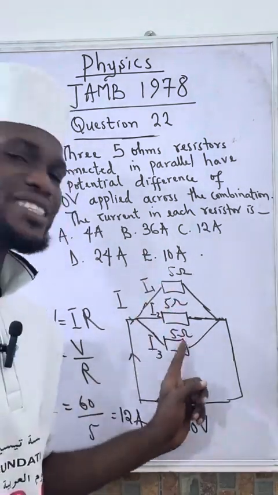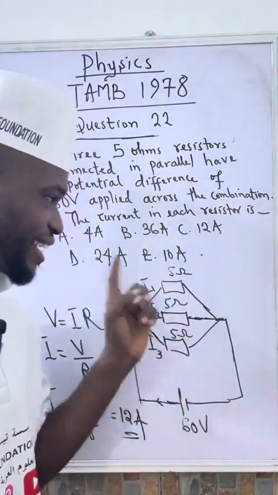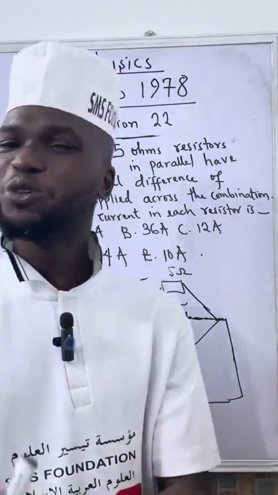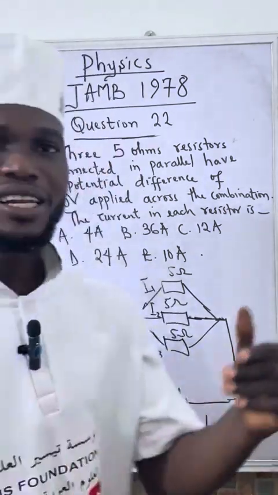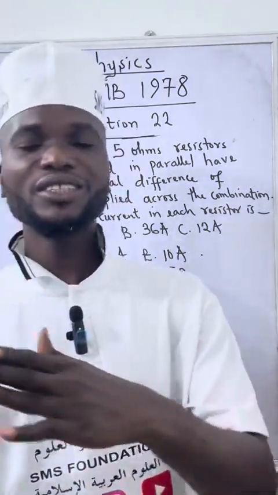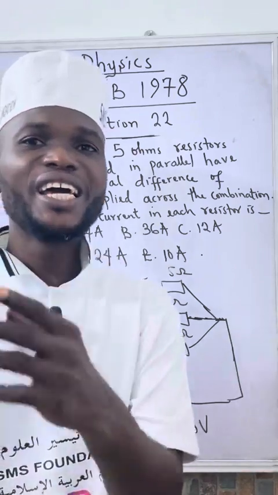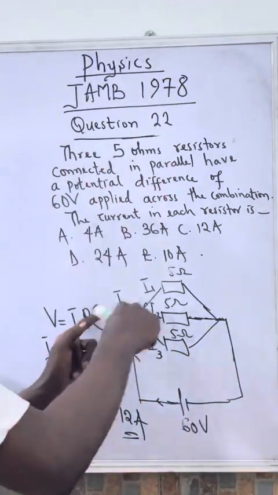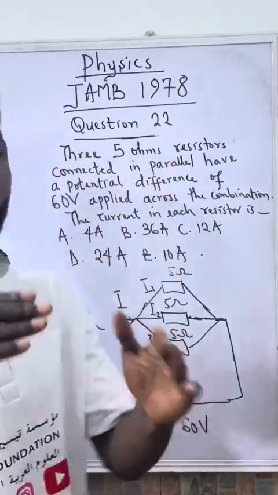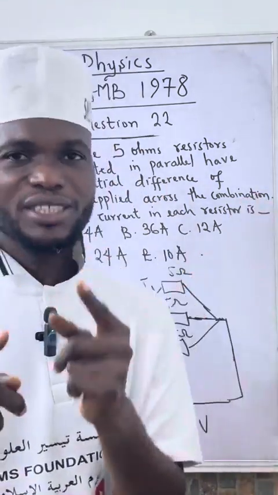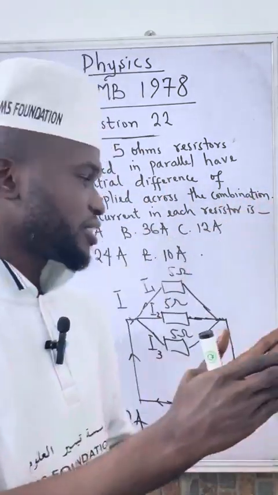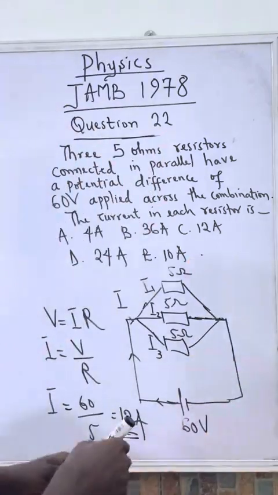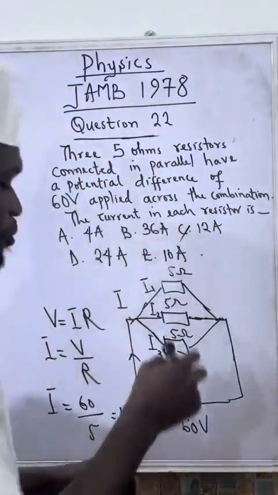But if the resistors have different resistances, like maybe this one is 5, this one is 6, this one is 7, they cannot take the same current. But in a series connection, they will share the same current. That is, the same current will pass through them without splitting, but their potential difference will be different. So that is series connection. You also need to understand that very well. So the correct answer for this is option C.